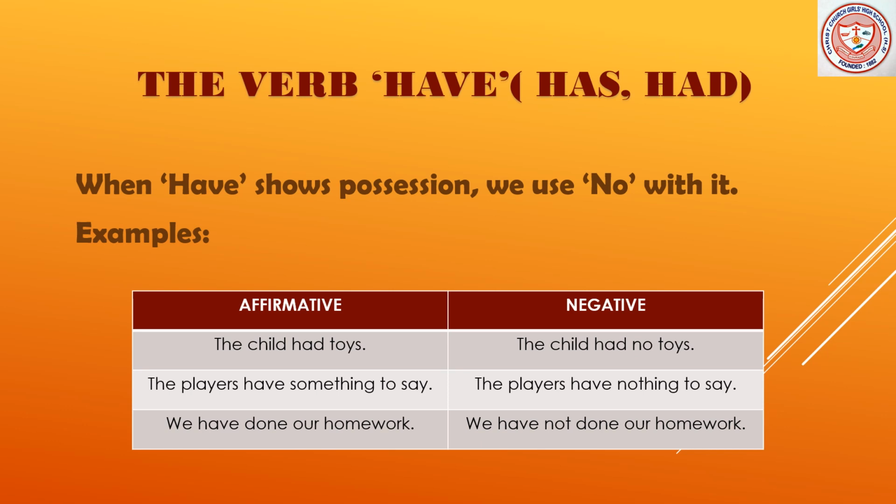Next example. The players have something to say. This sentence is indicating the positive sense. So, we all know that this is an affirmative sentence. How to change it into negative? The players have nothing to say. So, here we can see that we have added nothing after have verb. So it will be a negative sentence.